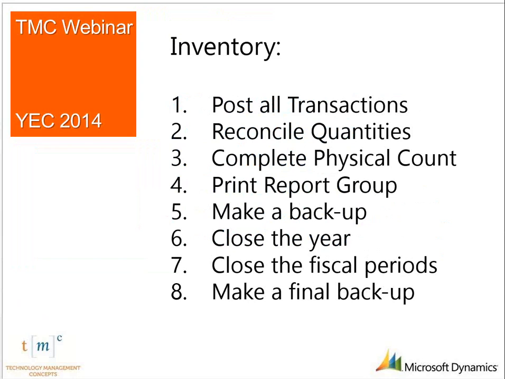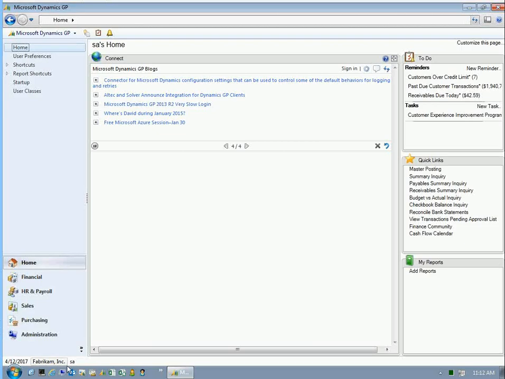So for inventory, we're going to want to make sure we have all of our unposted and open transactions, any adjustments, any transfers that are in process, etc. Get everything completed that has a 2014 date. I then want to go through and reconcile my quantities, complete a physical count if necessary, print that inventory-specific report group, that's my starting point, then make a backup of the entire GP database. And then we go through the actual close the year process, and that is a routine that's done from the routines palette inside GP.